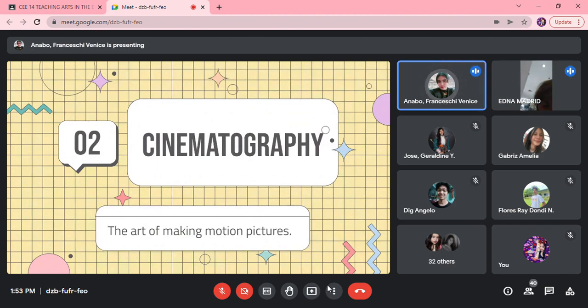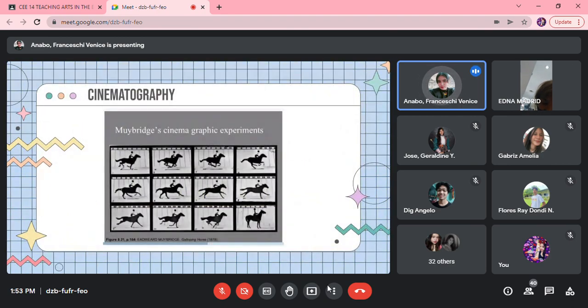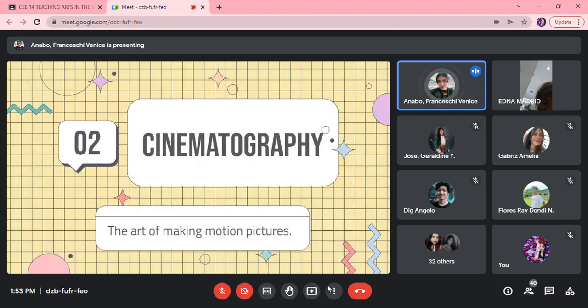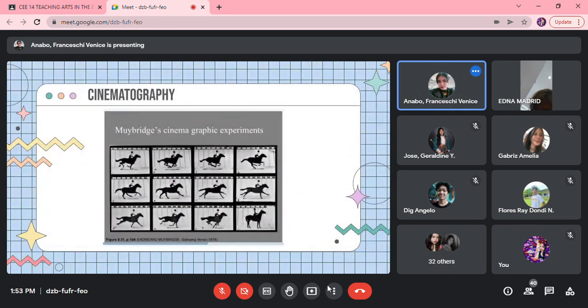Cinematography is the art of making motion pictures. So we are somehow familiar with the concept of motion pictures. Motion pictures do not really move. Di sila gumagalaw. The audience is shown 16 to 24 pictures that are not moving per second. We use cameras in taking pictures of our chosen subject, then i-compile para pag pinlay yung result is nagalaw yung picture. This is an example of motion pictures.